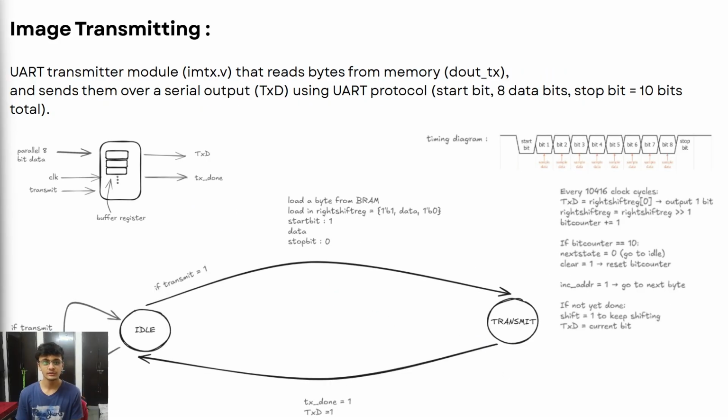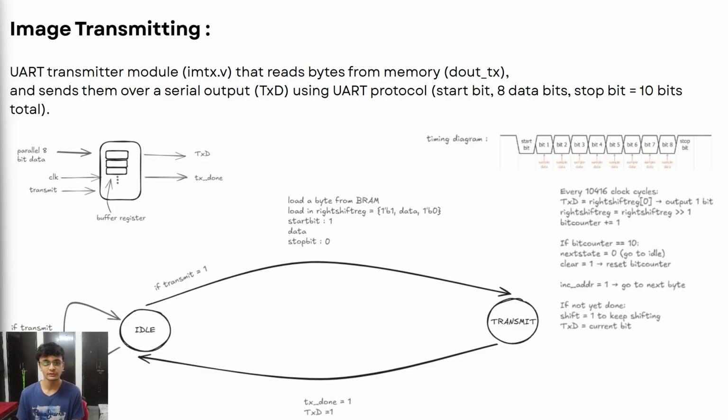After compressing the image, the next step is to transmit the data serially from the FPGA. This module reads bytes from the block RAM from a signal called DOUT-TX and sends them one by one through the TXT line. Our FSM starts with the idle state, and if the transmit signal is low, then it stays there in the idle state. But once transmit goes high, we transition into the transmit state.